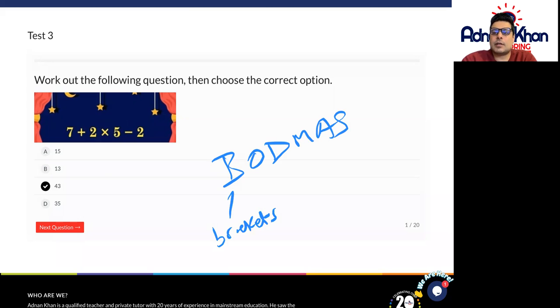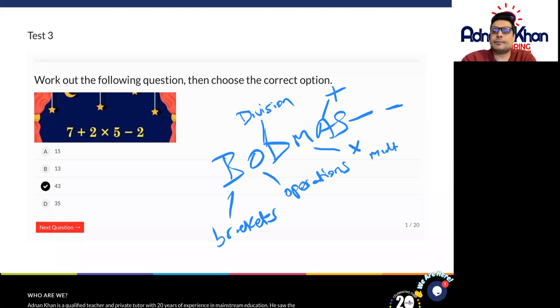Brackets, operations could mean anything like square numbers, cube numbers. Then you have division, then you have multiply, then you have add, and then you have subtract. Okay, so we have to do it in this order.